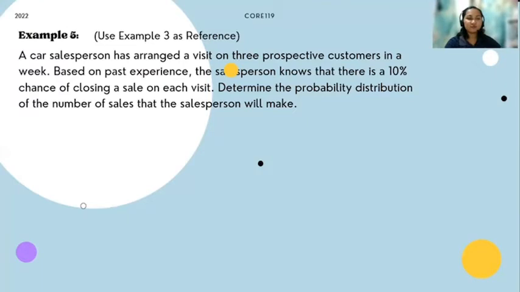Okay, let's move to example number 5, which is in relation to example number 3 about the salesperson. A car salesperson has arranged a visit to 3 prospective customers in a week. Based on past experience, the salesperson knows that there is a 10% chance of closing a sale on each visit. We want to determine the probability distribution of the number of sales that the salesperson will make.